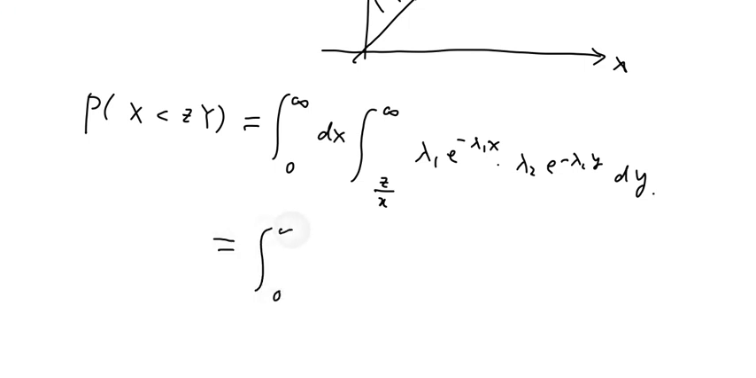Okay, so let's continue. Here we regard x as a constant for dy, so lambda 1 e to the negative lambda 1 x. Integrating about y, we get negative lambda 2 times c over x, dx.